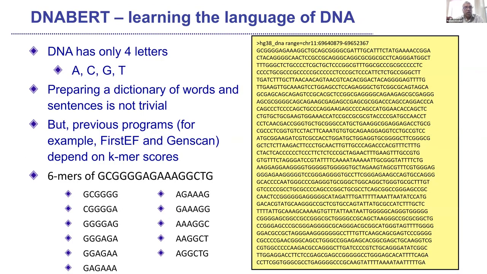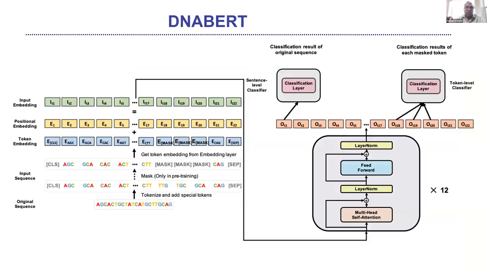So it has only 4 letters. Unlike in English, preparing a dictionary of words is very tedious here. Previous programs, for example, the one I developed as a postdoc, first EF or GenScan program, used 6-mers as words. So with that motivation, we took 6-mers. Actually, we evaluated all the k-mers, 2-mers, 3-mers, 4-mers, and so on. But we found out again, with multiple exercises, that 6-mers were the ones that really worked. So 6-mers were the words here.